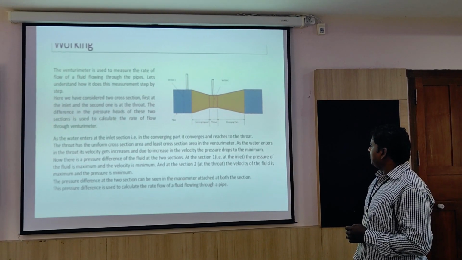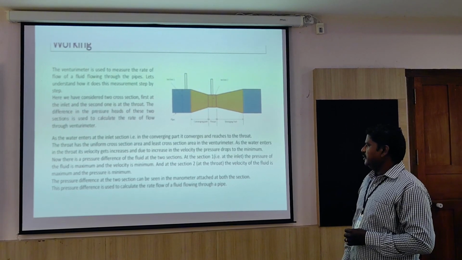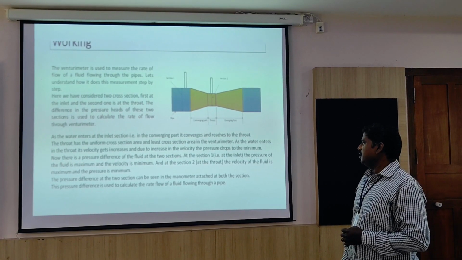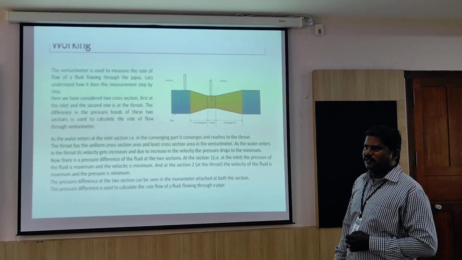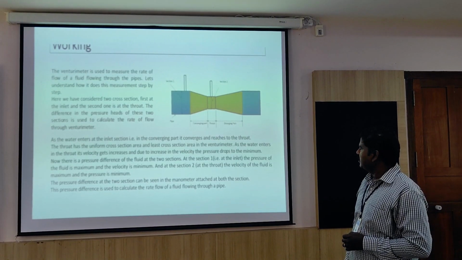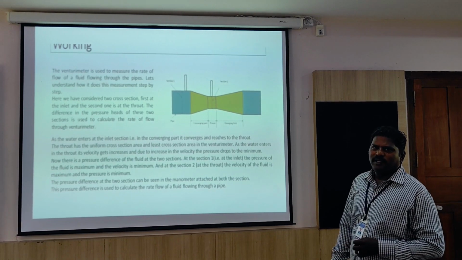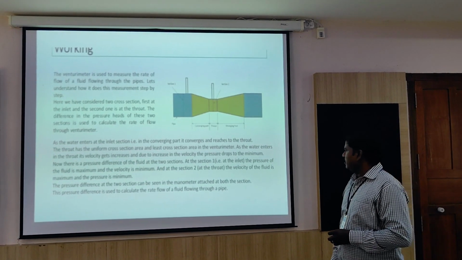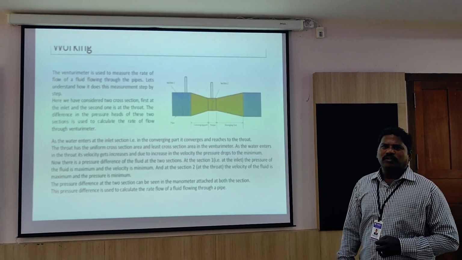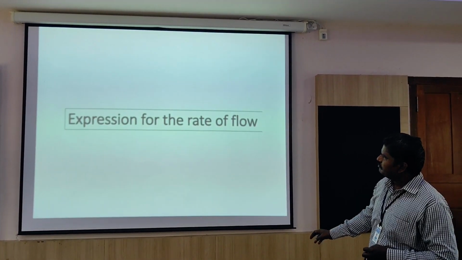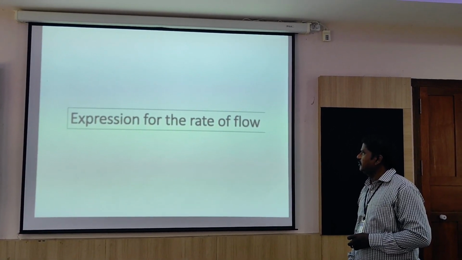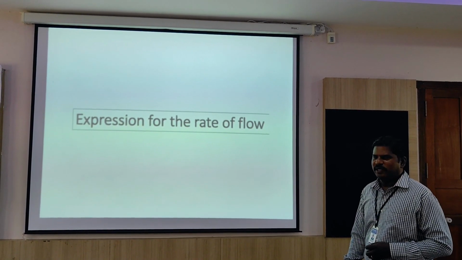At section 2, the velocity of the fluid is maximum and the pressure is minimum. The pressure difference at the two sections can be seen in the manometer, that is, the inverted U-tube manometer attached at both sections. This pressure difference is used to calculate the rate of flow flowing through the pipe. Now we can see the expression for the rate of flow for a venturimeter.